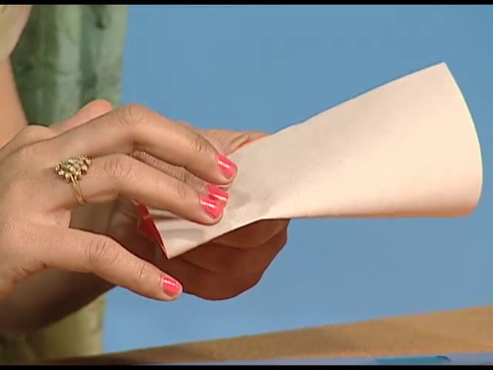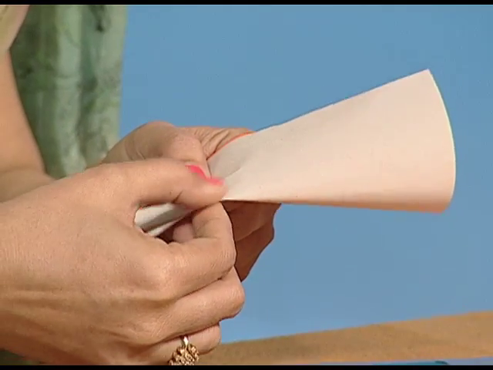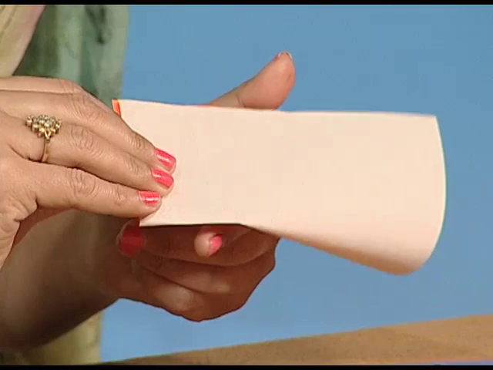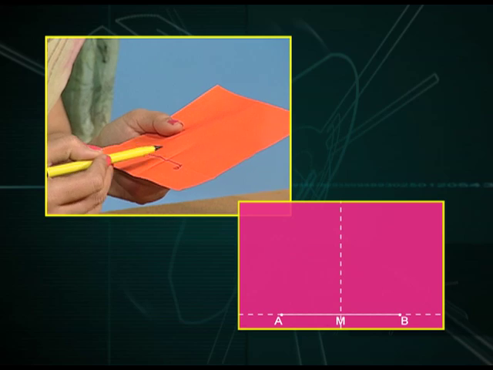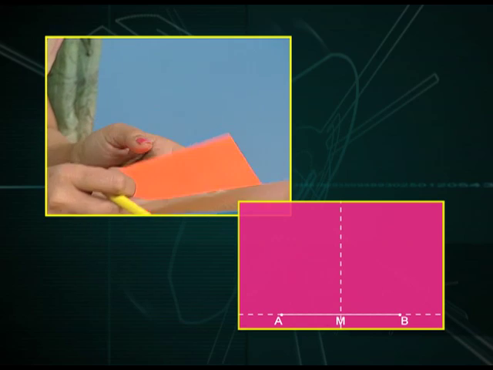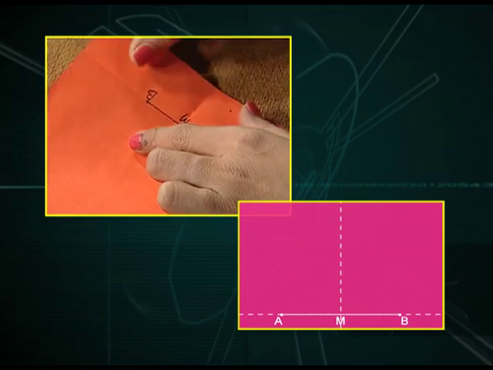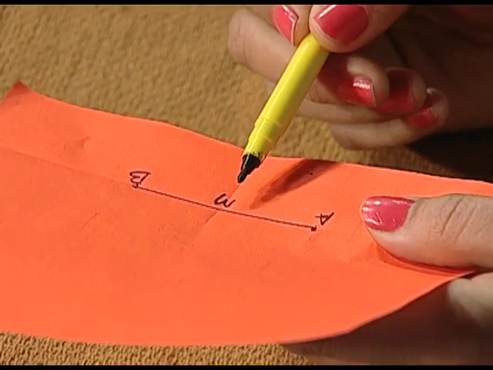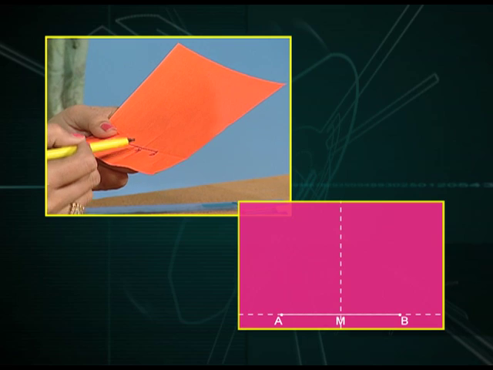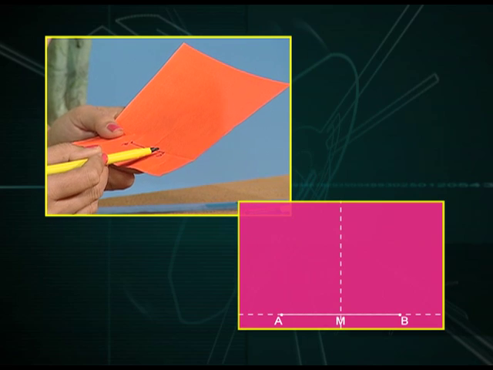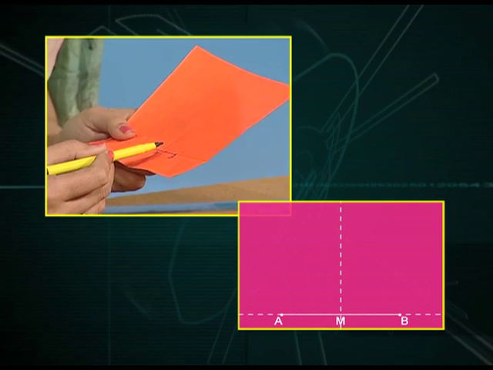Now fold AB in such a way that point B falls on point A exactly. Mark a crease. Unfold this and observe that we get a new point on the line segment AB. Let us mark this point as M. What can you say about this point M? This point M is dividing AB into 2 equal parts. So, M is the midpoint of line segment AB.